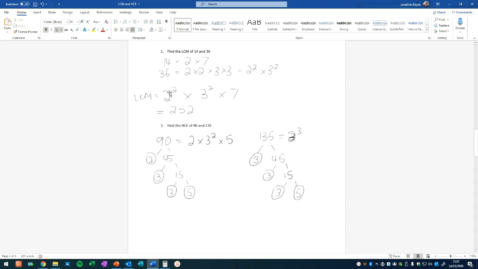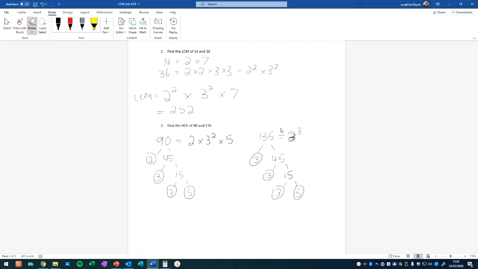cubed. You know what, I'll just rub that out and write it again. Why is the eraser not working? Oh well, we know it's 3.